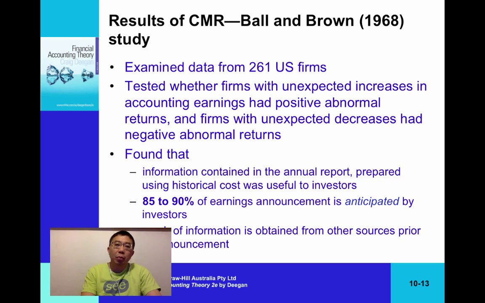So if you go back to the third bullet point here, what Ball and Brown concluded was that information contained in the annual report was useful to the investors. However, 85 to 90% of the earnings announcement was already anticipated by the investors 12 months before that. So the conclusion is that much of the information that investors need can be obtained from sources other than the announcement of earnings in the annual report.